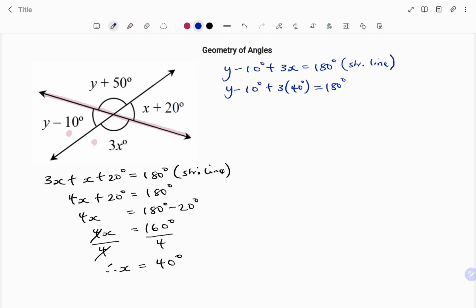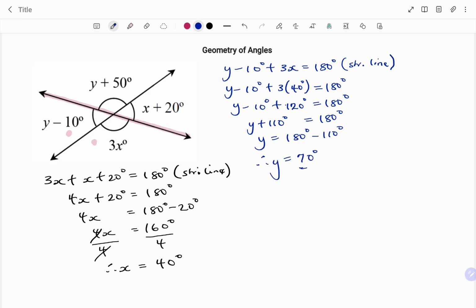That's y minus 10 degrees plus 3 times 40, that's 120 degrees, equals 180. y minus 10 plus 120 will give us y plus 110 degrees equals 180. Moving my 110 to the other side, I have y equals 180 degrees minus 110 degrees. Therefore, the value of y is 70 degrees.